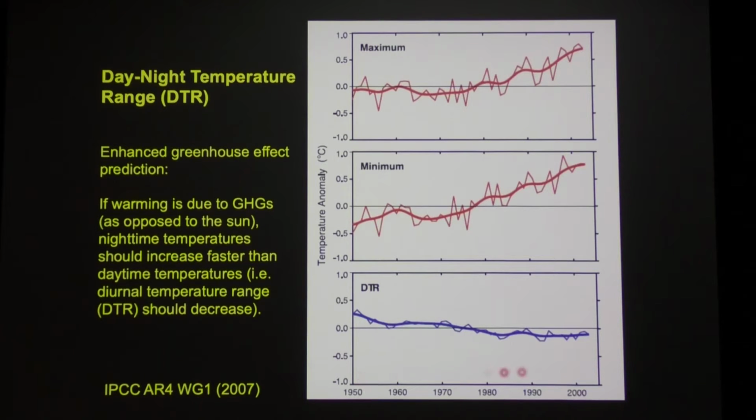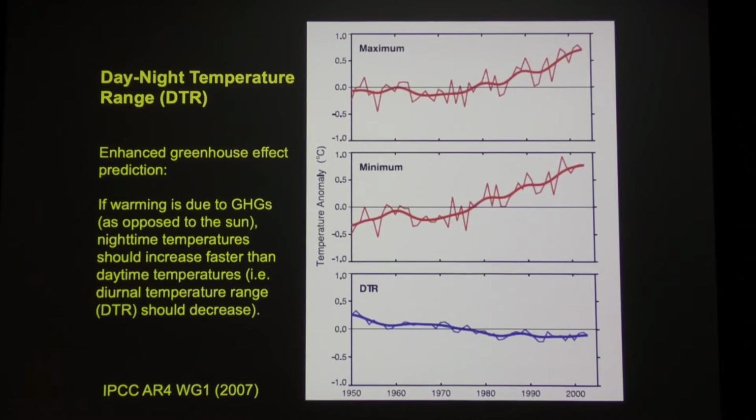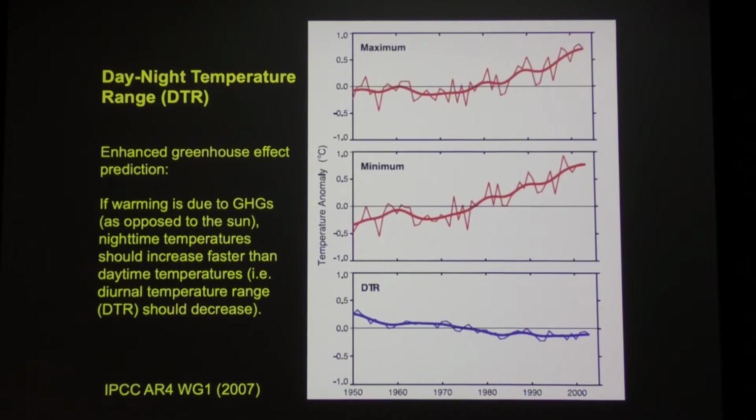from 1950 to present. So if warming is a function of greenhouse gases as opposed to the sun, then nighttime temperatures should increase faster than daytime temperatures. In other words, the diurnal temperature range would start to go down, right? Because the sun's not out at night, but greenhouse gases still exist in the atmosphere at night. And they're still absorbing long-wave radiation at night. So sure enough, we have seen minimum nighttime temperatures go up. And the diurnal temperature range has gone down. In other words, the difference between daytime and nighttime temperature has decreased.